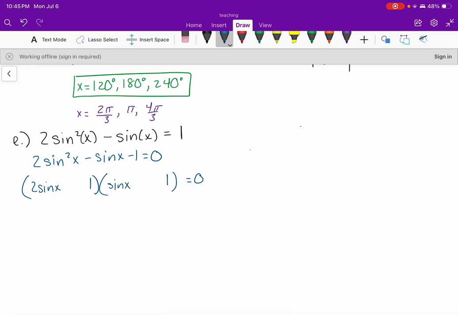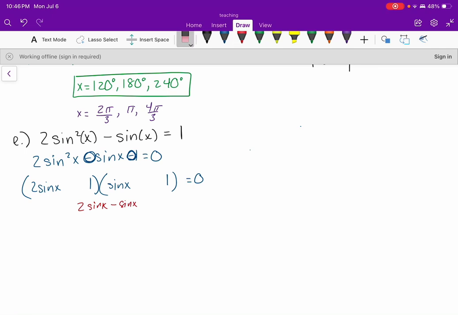But here's the tricky part. I don't know which one to make positive and which one to make negative, because this negative right here means they have to be different signs. This minus right here means I want the bigger number to end up as the negative when I FOIL it out. So if I think ahead a little bit, let's say I put the minus right here and the plus here. What will happen when you FOIL it back out is when you get those middle terms, you're going to have 2 sine x minus sine x. That's not going to give me a negative sine x.